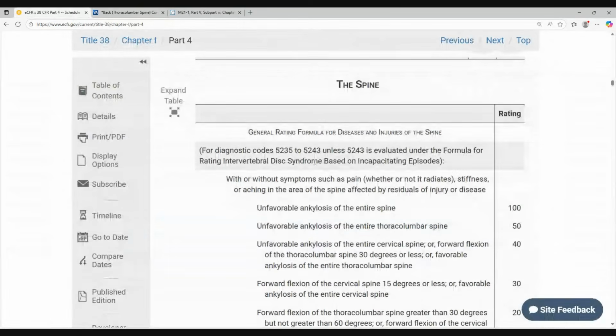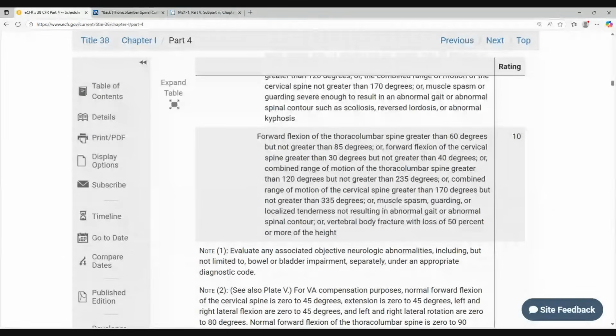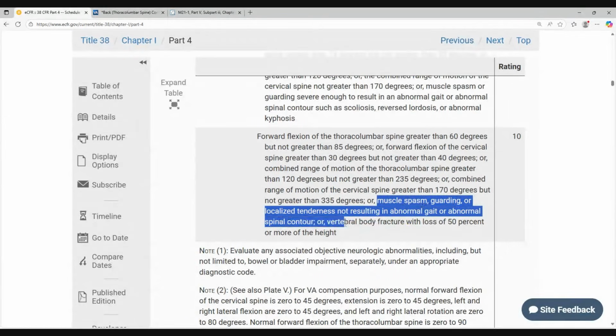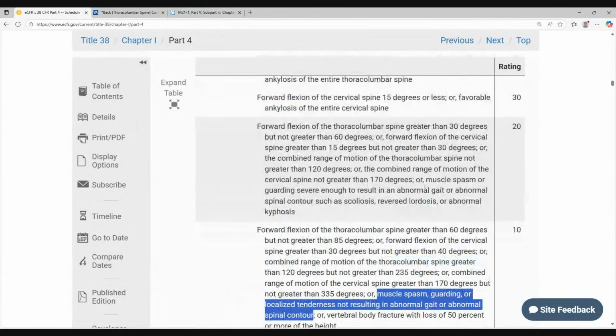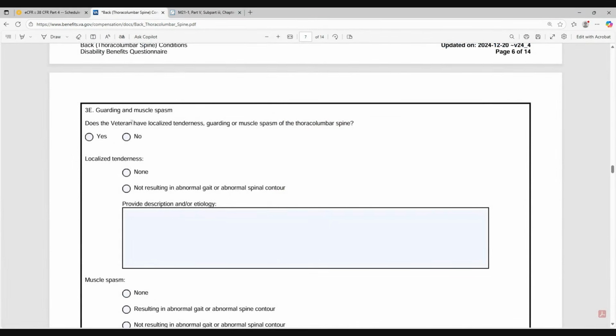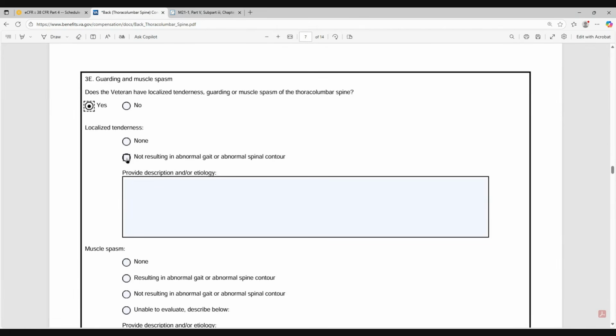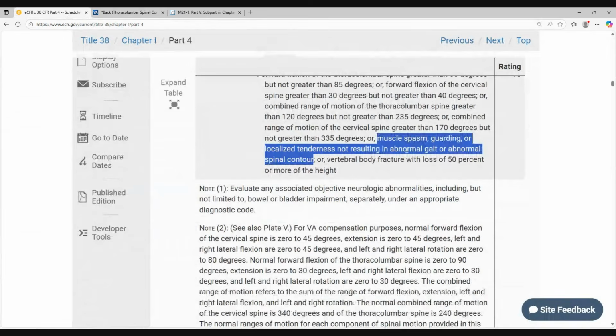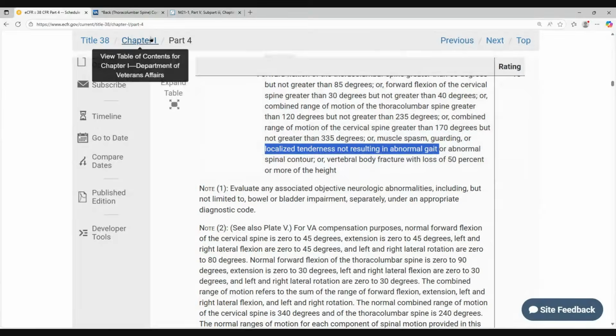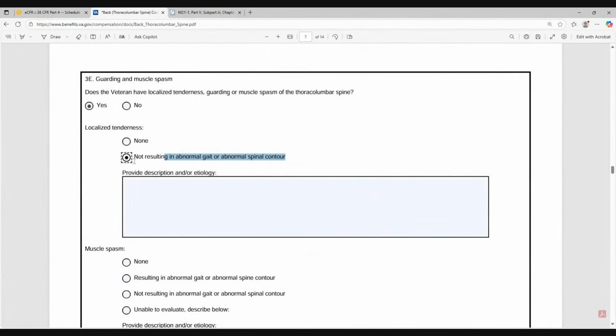Now, guarding and muscle spasms. Remember, this is the part right here where you can get the 10% through this, through the contour. Same thing with the 20%. 10 and 20%, this section of the DBQ can actually do that for you if your range of motion is actually fairly normal. So what they would do is they would say yes here, localized tenderness not resulting in abnormal gait, so this would be 10% right here, as evidenced by localized tenderness not resulting in abnormal gait. So that's what this question asks you.